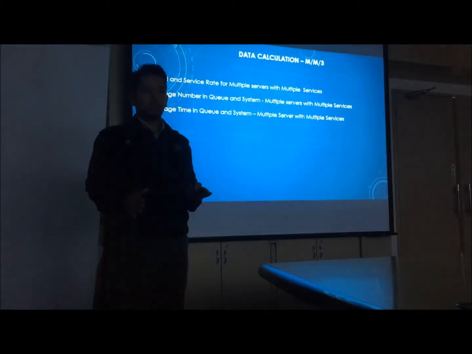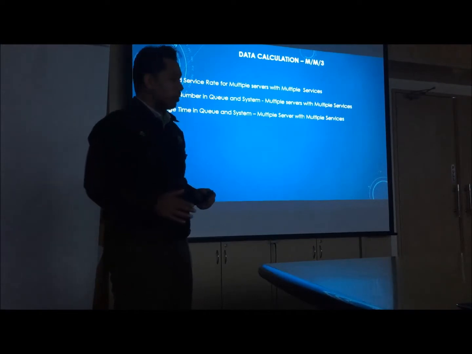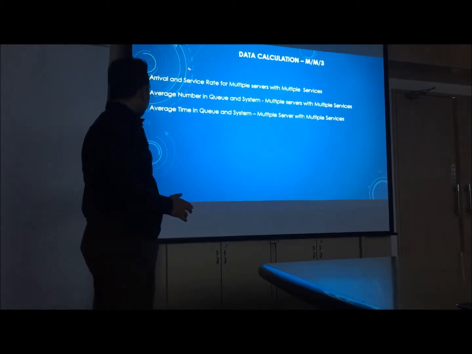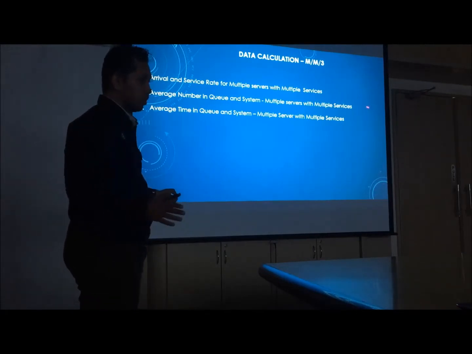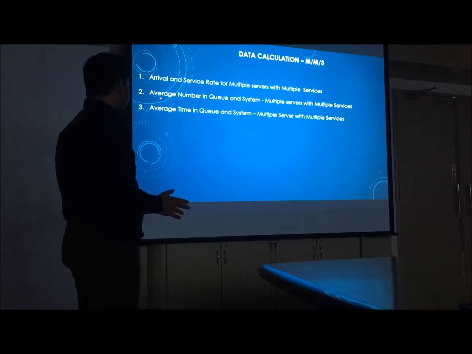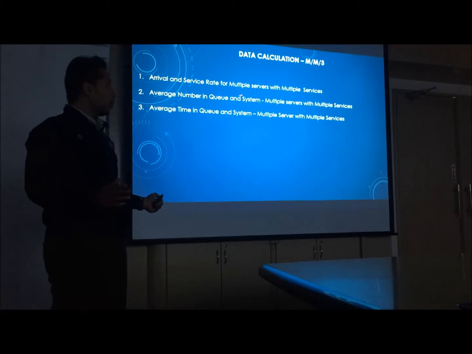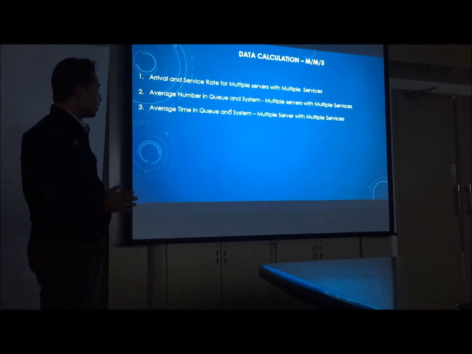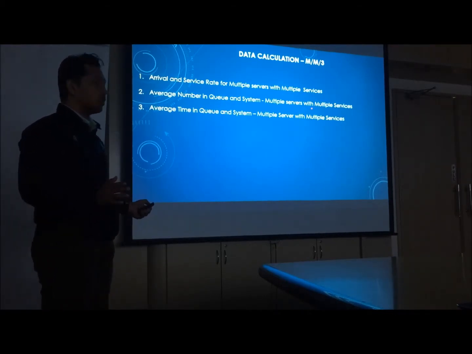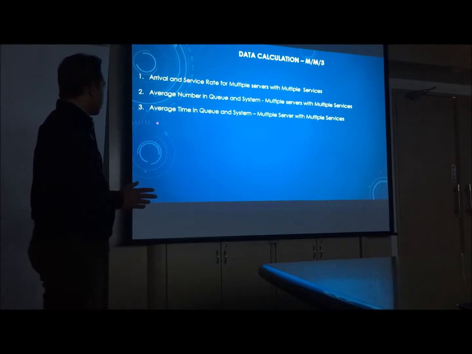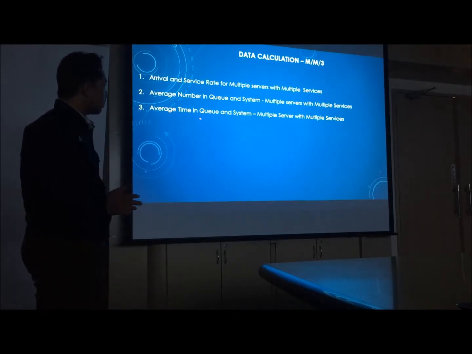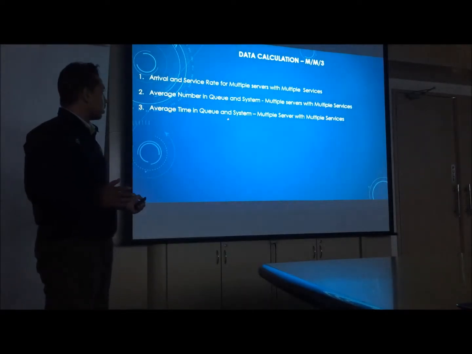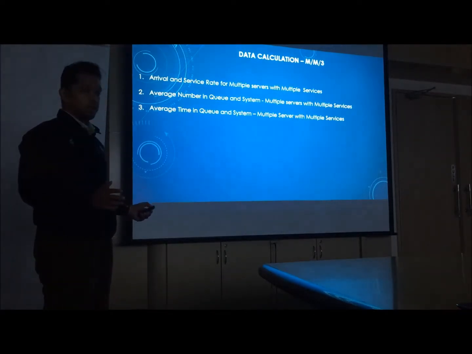Okay, here is the calculation using the MM3. We will calculate the arrival and service rate for multiple server with multiple services for the MM3. We find the average number in queue and system for the multiple server with multiple services. Then lastly, we will calculate the average time in queue and system for the multiple server with multiple services.